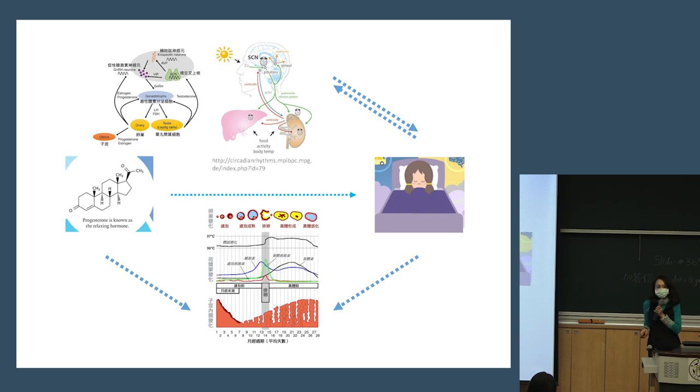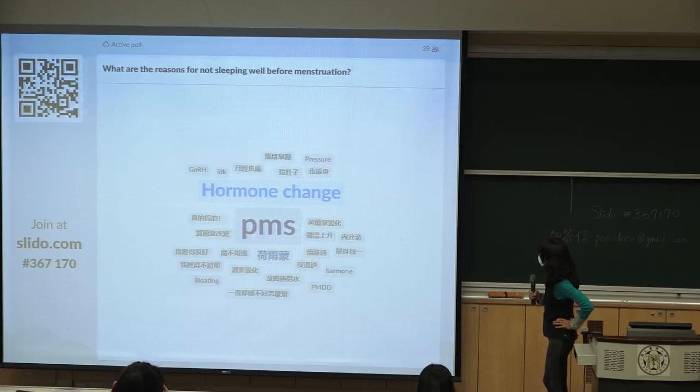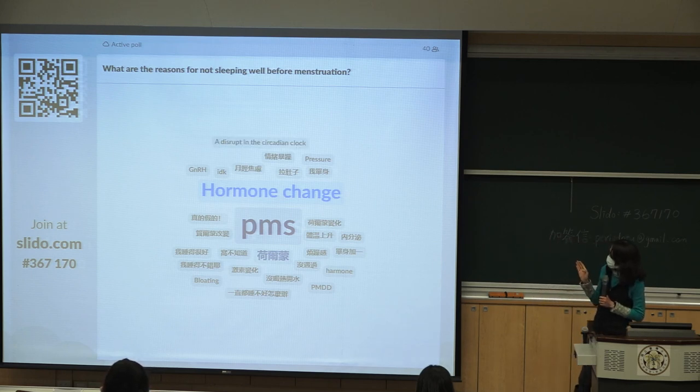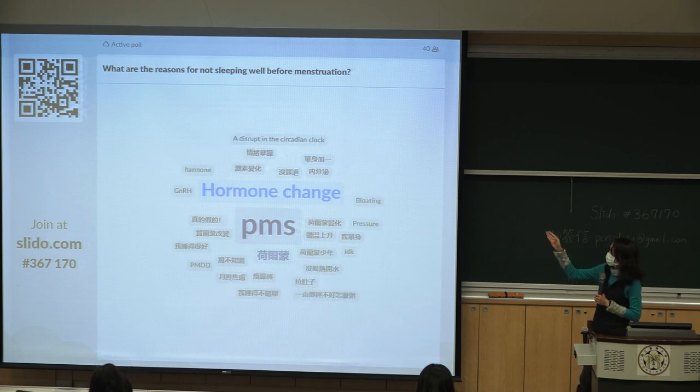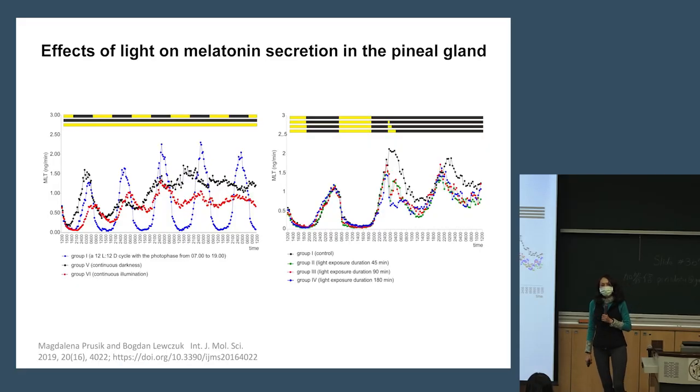Now we're going to do something more fun. Please answer this question. What are the reasons for not sleeping well before menstruation? 月经前睡不好，为什么？这跟生理时钟有什么关系呢？So please scan this QR code and type in your answer. Okay. Good. So obviously, most people think that PMS and hormone changes are probably a disrupt in the circadian clock. Good. But why? Why is that? Hormone. Okay. All right. So before we go in there, I'm going to tell you circadian clock and sleep.